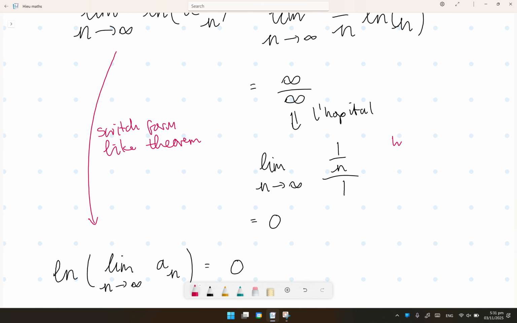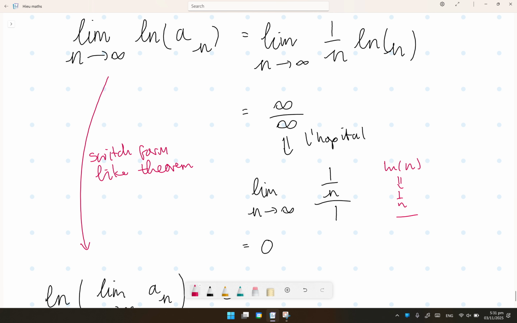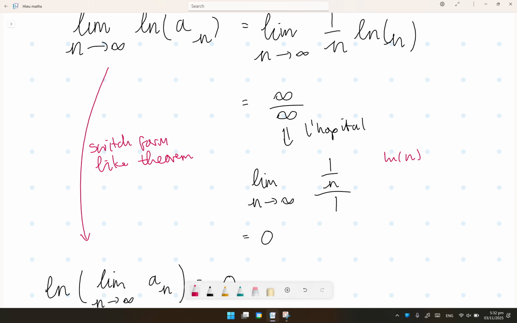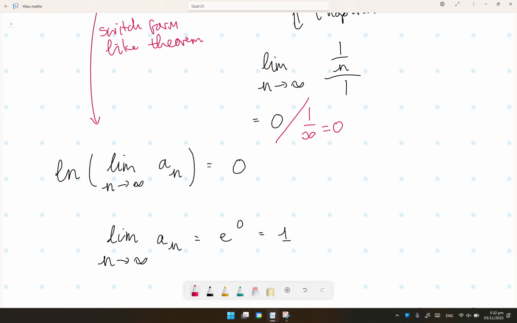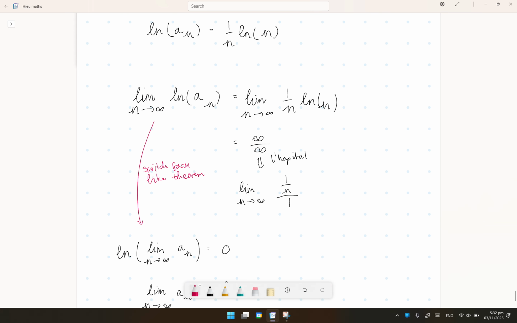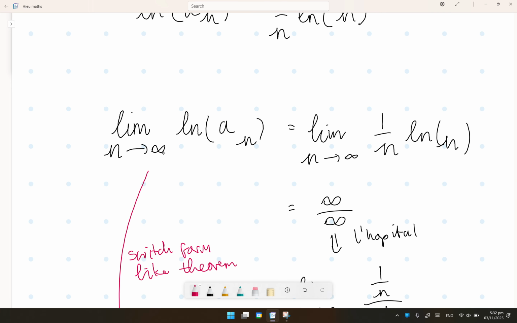So ln of n turns into 1 over n, and then that's over 1 over n. So you do L'Hopital's of the bottom one, n turns into 1. So what you end up with is 1 over n over 1, which is just 1 over n. And therefore, now when you do the limit to infinity, that's going to turn into 0. 1 over infinity is equal to 0. And now what we have is we have this, right? We have limit of n to infinity of ln of an is equal to 0.